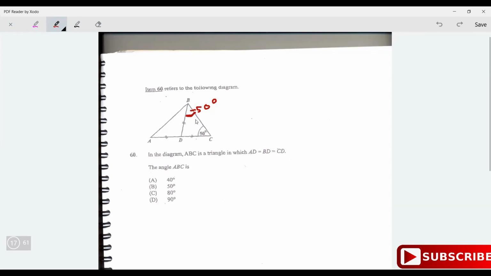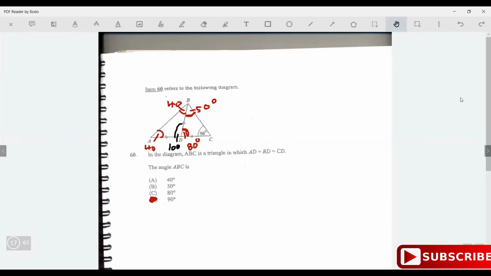But guess what? If this angle is 50 and this angle is 50, then this angle is 80 degrees. Angles in a triangle add up to 180. So this is 80, and so that means everything over here is 100. If this is 100, what do we know? We know that this side is equal to this side, and so this angle is also equal to this angle. So this angle would be 40. And so angle ABC is going to be 40 plus 50, which is 90. That's option D. Nice. That takes care of this easy past paper.